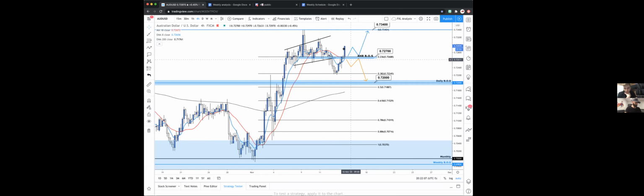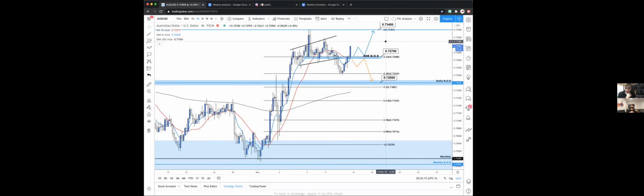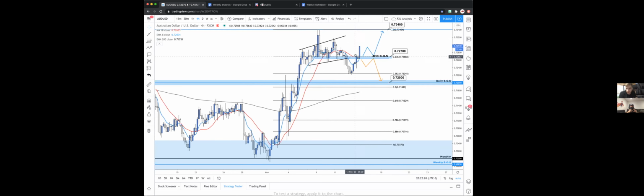We're going to wait for some sort of higher low above 0.727, this 4-hour zone, to confirm it, right? We really want to see this as new support. And then we can take a nice long into a key resistance around 0.734. So this could be a really nice trade.